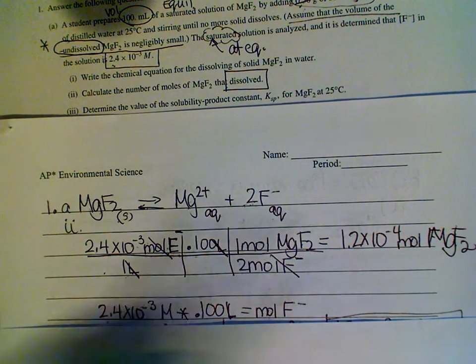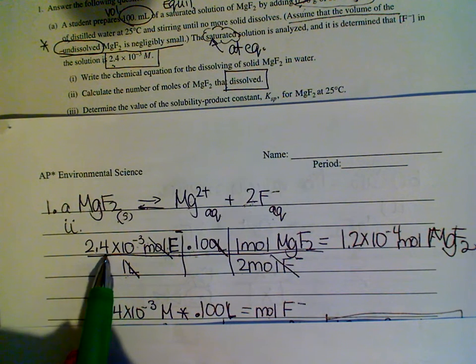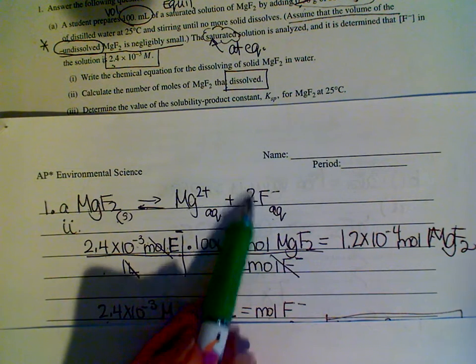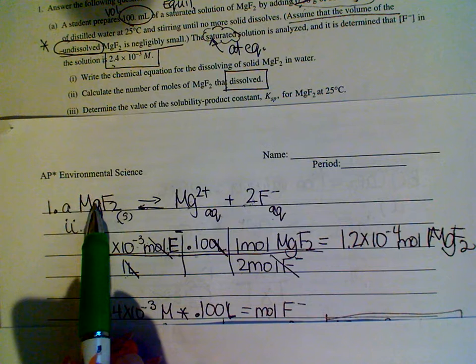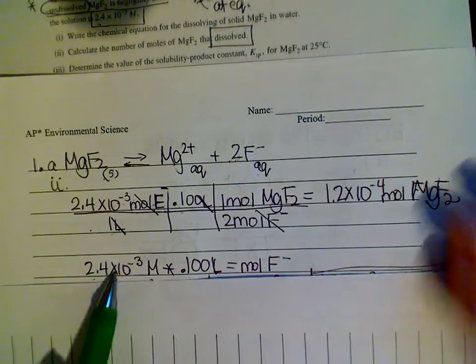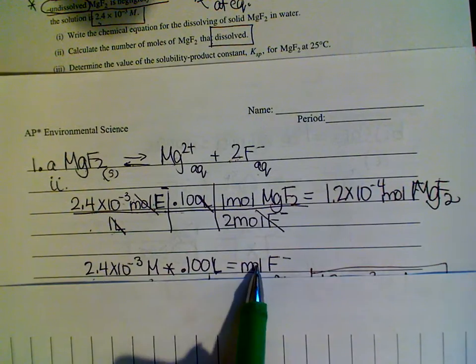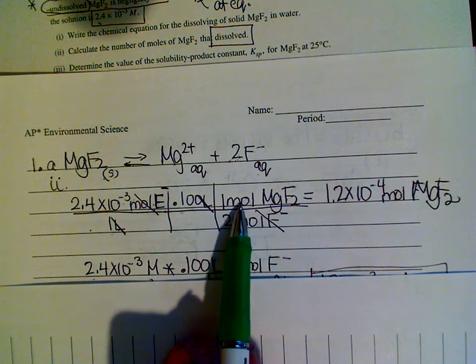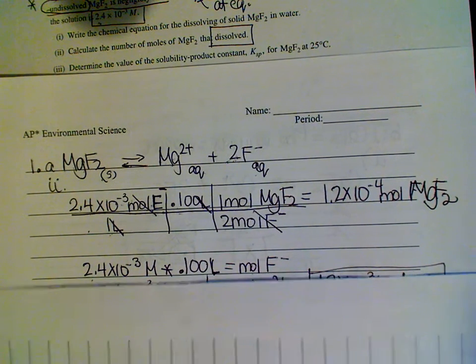So I'm taking the moles of F that actually dissolved, and I'm using stoichiometry to say, well, if 2 moles of that actually dissolved, it had to come from 1.2 times 10 to the minus 4 moles of MgF2 that dissolved. So that's just using stoichiometry. Right down here, all I did was show you that molarity times volume gives me moles of F. If you'd rather do that, then use your stoichiometry by saying for every 2 moles of F, there's 1 mole of MgF2. Whatever works good for you.